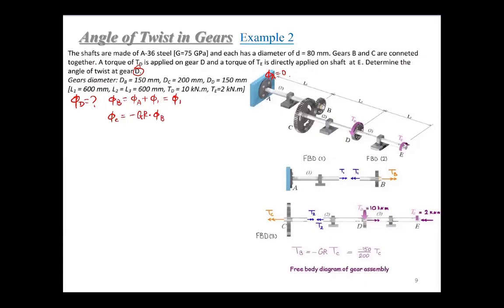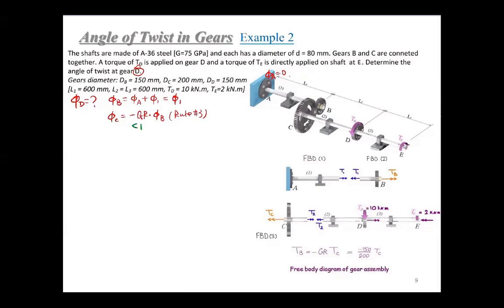Okay, this is our rule number 3. So the question is, is this gear ratio larger than 1 or smaller than 1? Calculating phi C from phi B, C is a larger gear, so phi C will be smaller than phi B, right? So this gear ratio is smaller than 1.